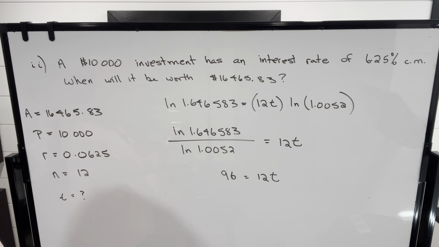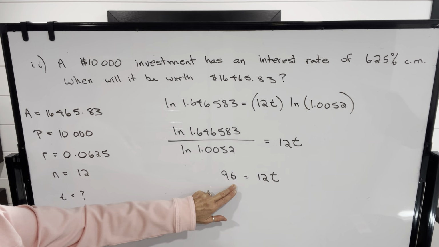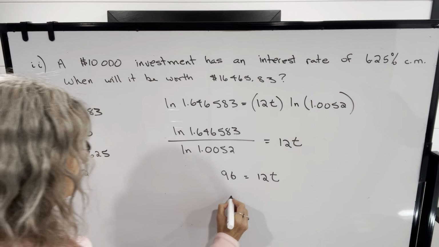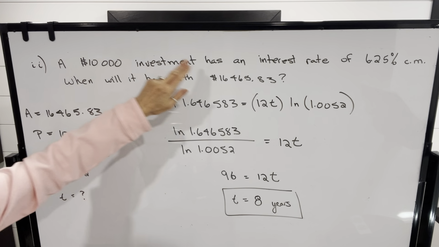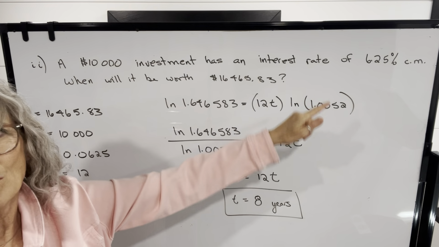I get 95.999996 and so on. I'm going to round that off to 96. And now I'm going to divide both sides by 12. And I get t equals 8 years. So it will take 8 years for this investment to grow to this amount at that interest rate compounded monthly.